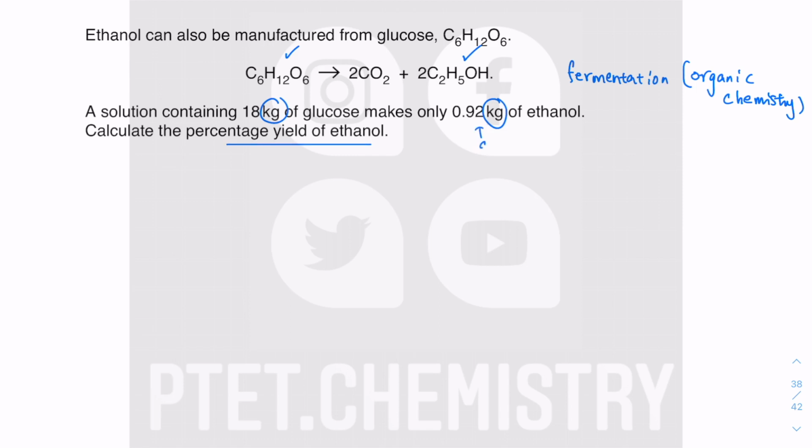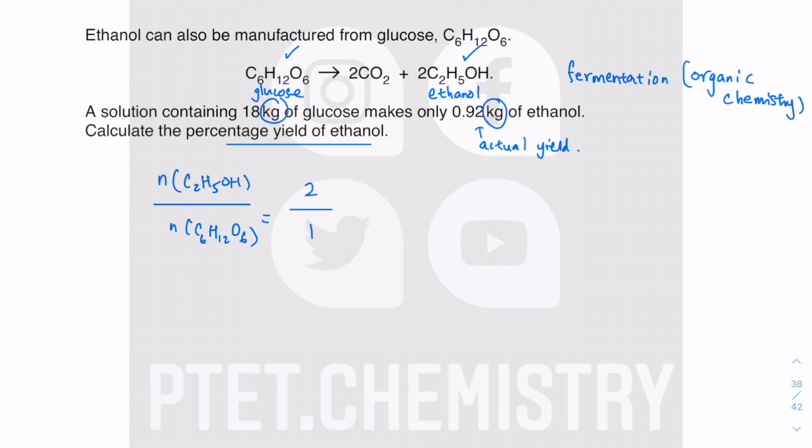This is actual, because they say even though you started with 18 kilogram of glucose, you only make 0.92 kilogram of ethanol. So this is the actual yield. From the balanced equation, we see 1 mole of this should give you 2 mole of these. So the mole of the ethanol over the mole of the glucose. Glucose is this one, this one is carbon dioxide, which means this one is ethanol. From the balanced equation, I get 2 mole of ethanol from 1 mole of glucose.